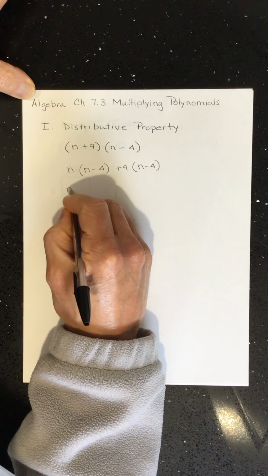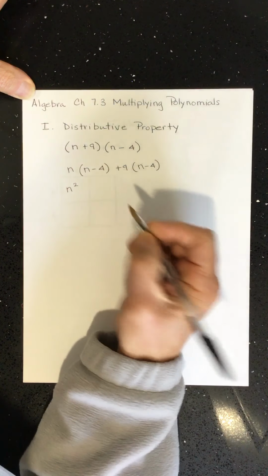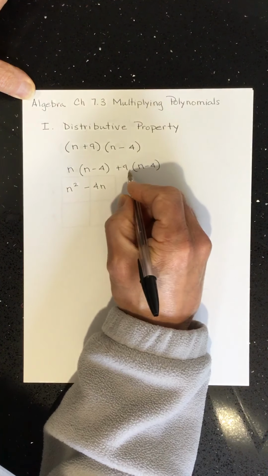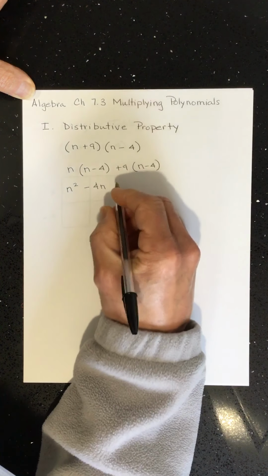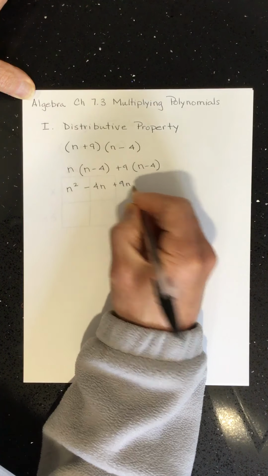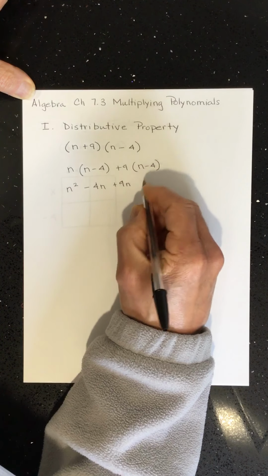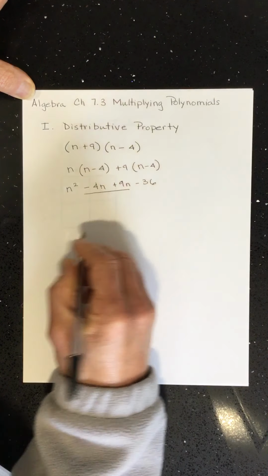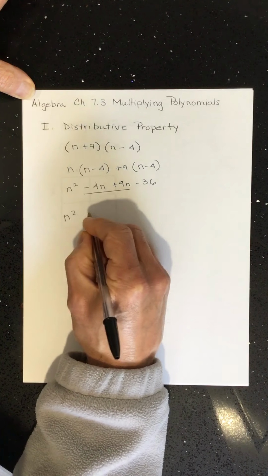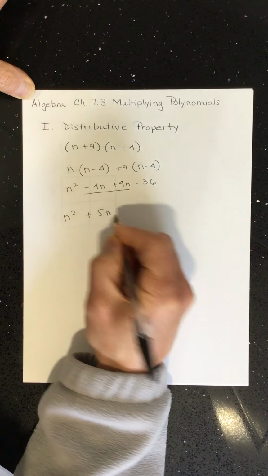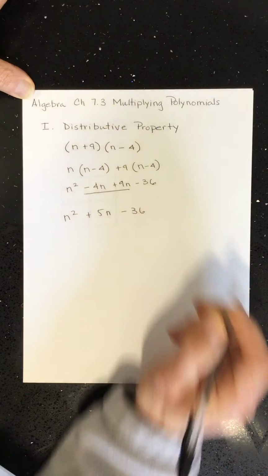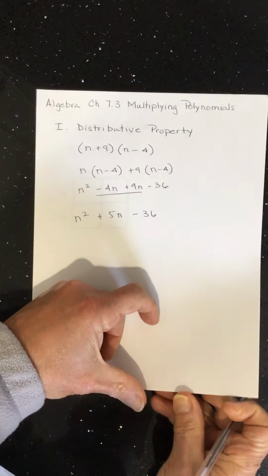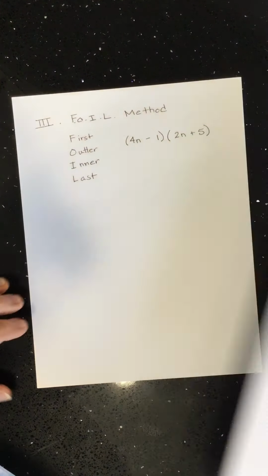So we have n times n, which is n squared, n times negative 4, negative 4n. Then we have 9 times n, which is positive 9n. And then we have 9 times negative 4, which is negative 36. We combine our like terms, and so we get n squared plus 5n minus 36. Okay, that's the distributive property. That's actually very similar to the last example I'm going to show you. We have two, by the way.